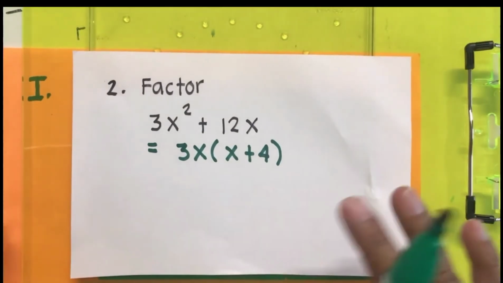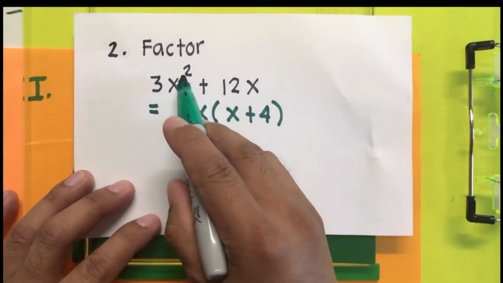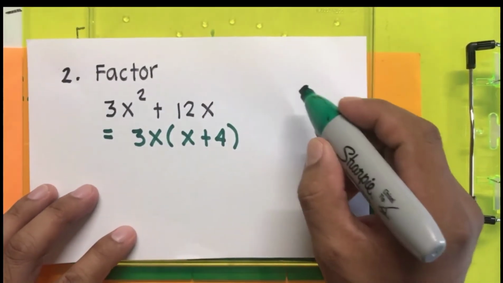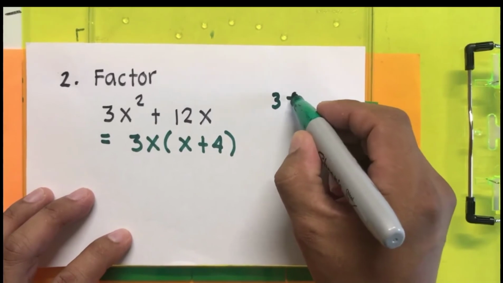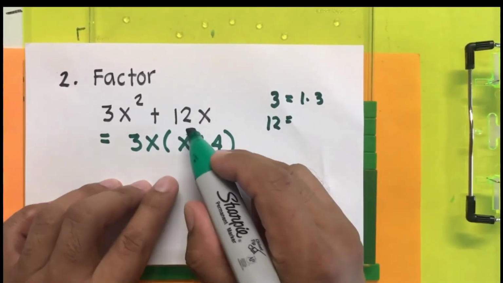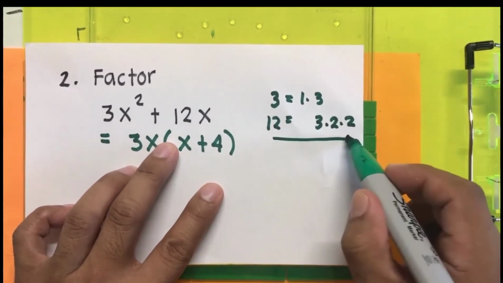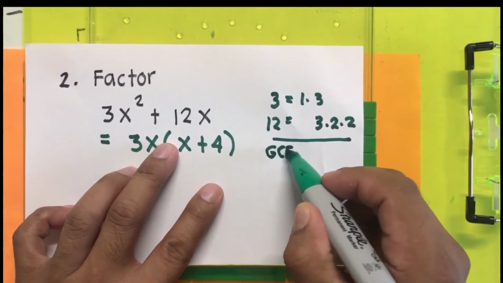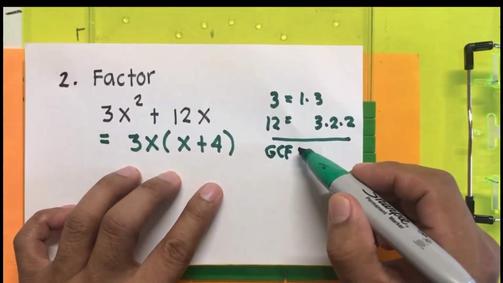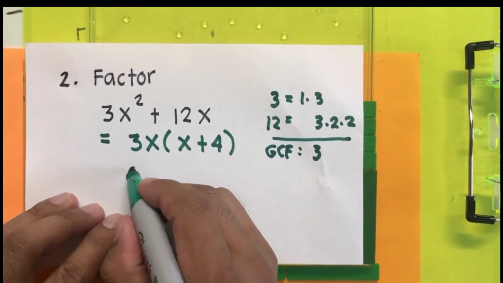Suppose we don't have that manipulative. Let's generalize what we are observing here. When you have 3x squared plus 12x, look at the numerical coefficient. You have 3, and the factors of 3 are 1 times 3. And then you have 12, and what is the prime factorization of 12? 12 is 3 times 2 times 2. If you get the greatest common factor, the factor that's common to both 3 and 12, you will find that that greatest common factor is the 3. That becomes now your GCF.